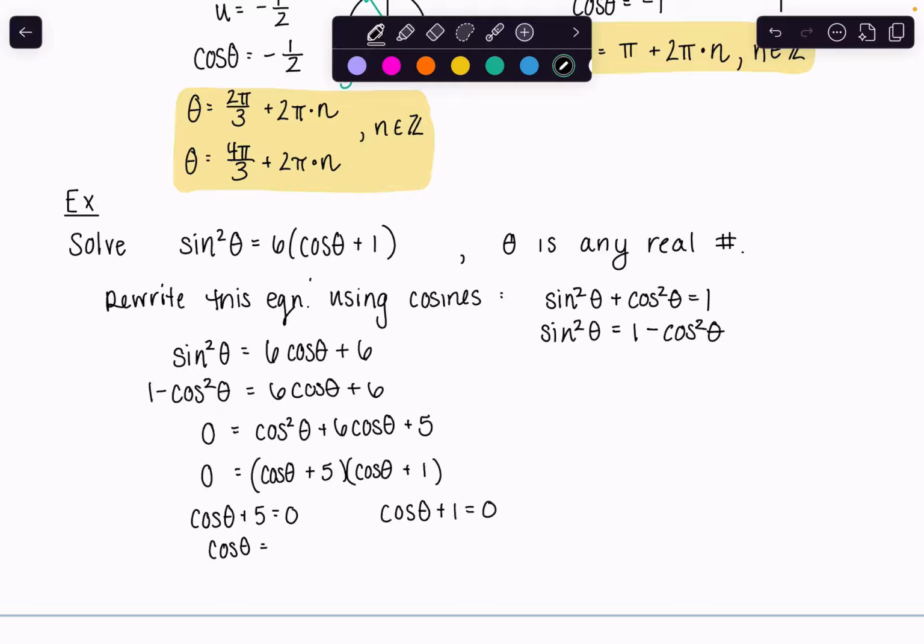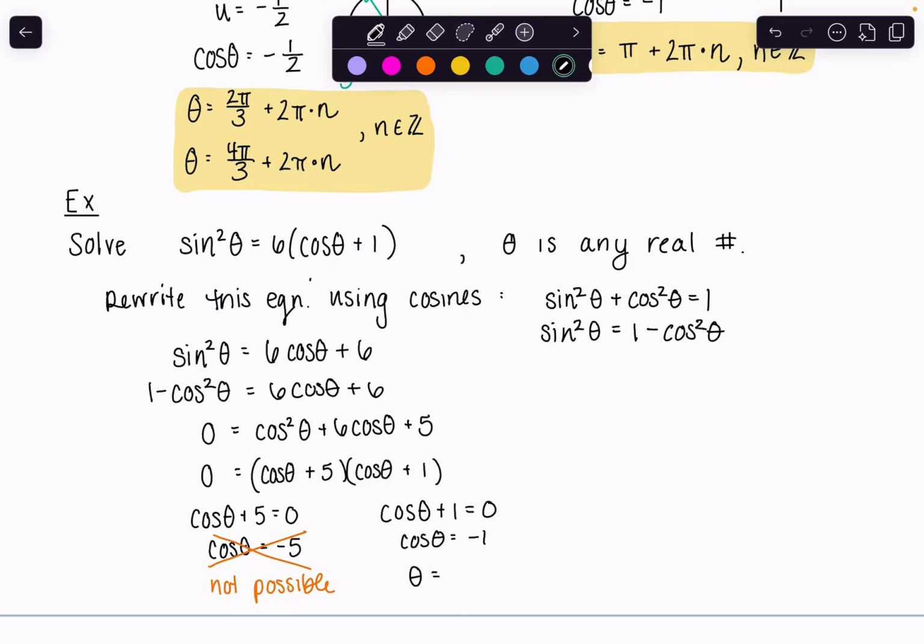Going through this first one, this would tell us cosine of theta equals -5. But if you think about the range of the cosine function, it's only a ratio between -1 and 1. So there are no theta values that solve this. So the only solutions I'm going to get are from the second equation where cosine of theta equals -1. And that is what we did before.